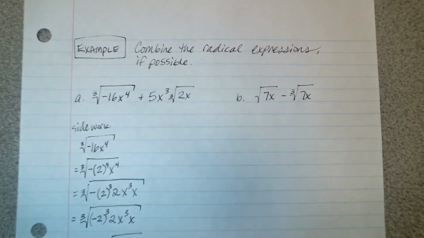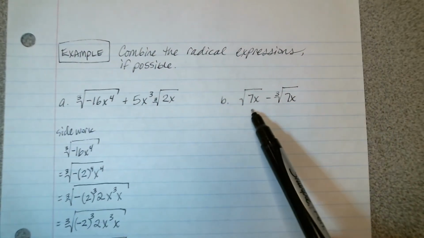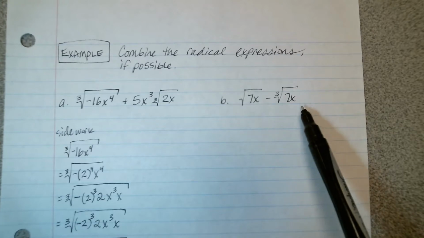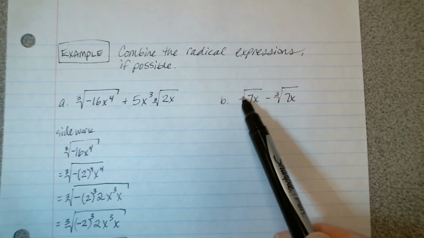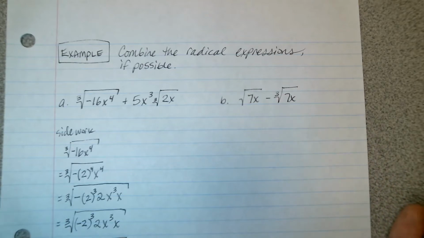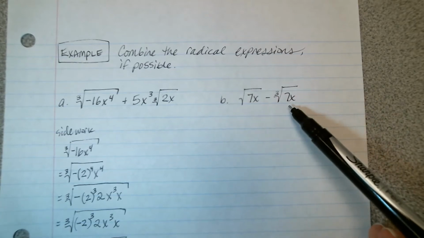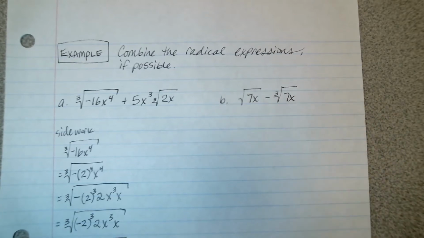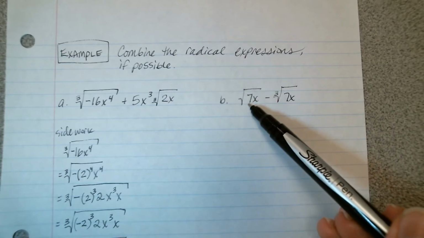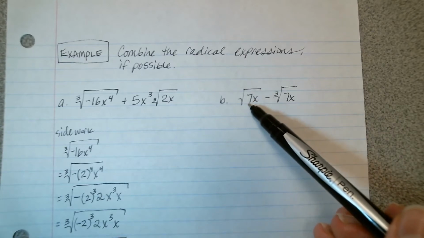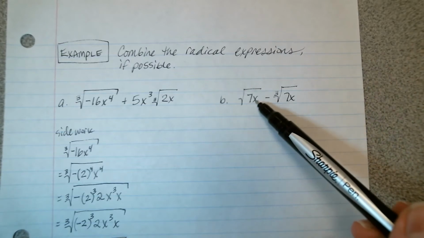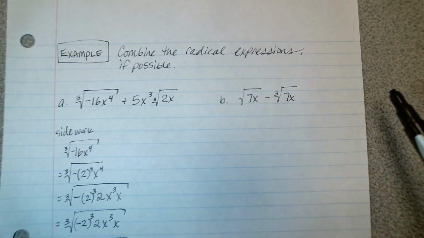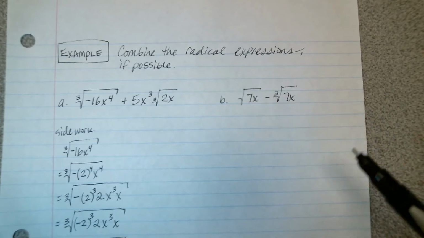Okay. In part B, I see I have two different radicals here. In fact, the indices are different, so that's important to notice. So I might try to simplify each of these. 7 is a prime number, which means it can only factor into 1 times 7. And I only have x to the first power, so there's no way to actually simplify these.